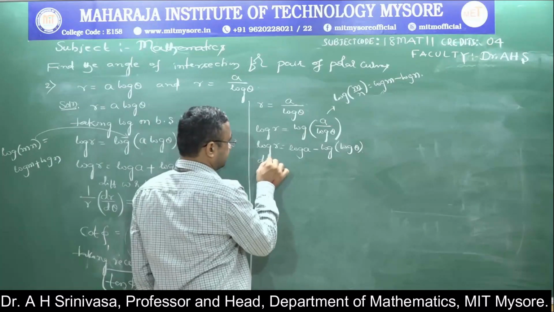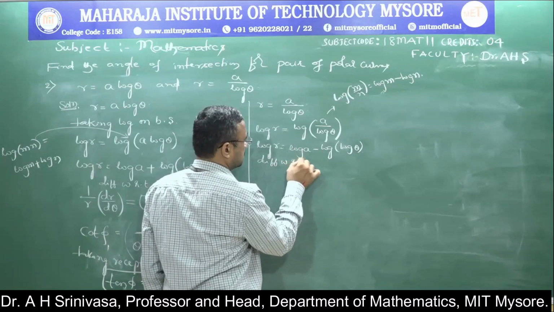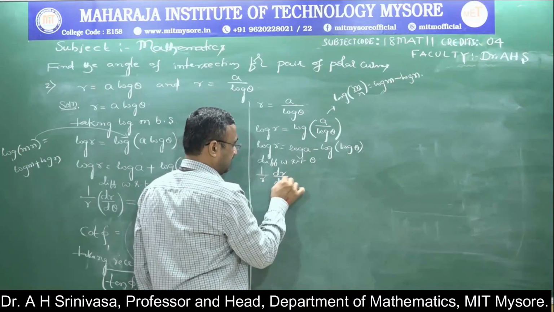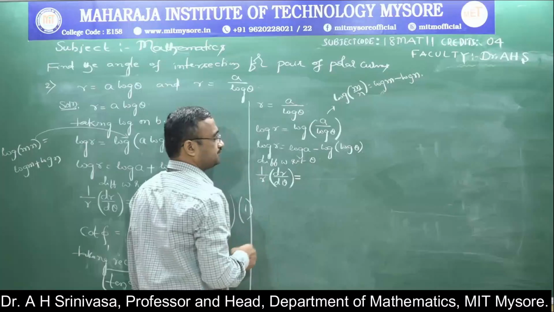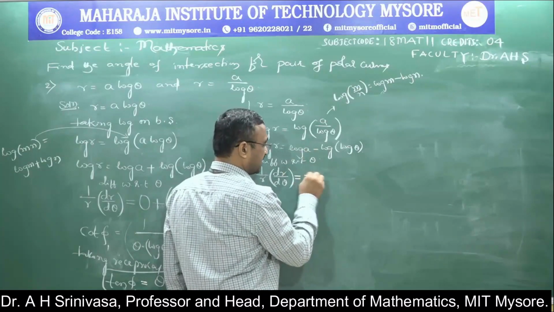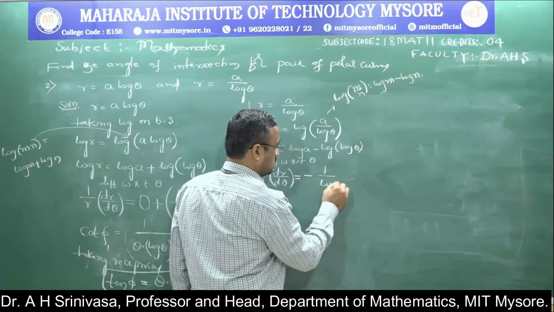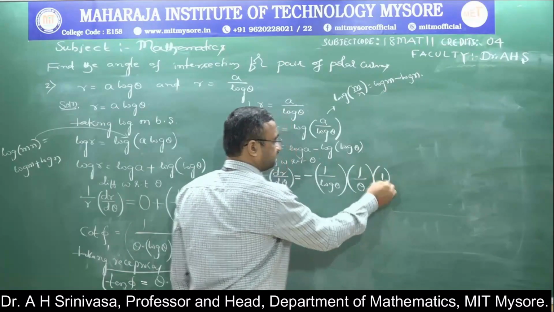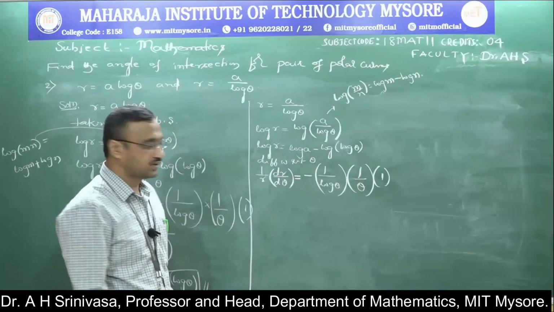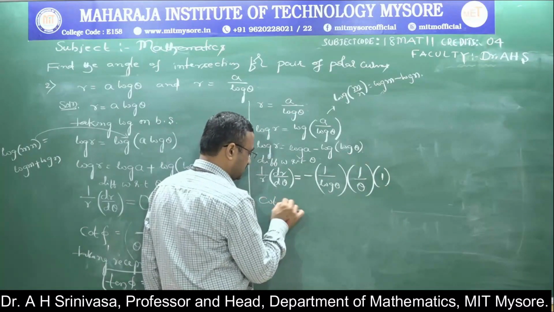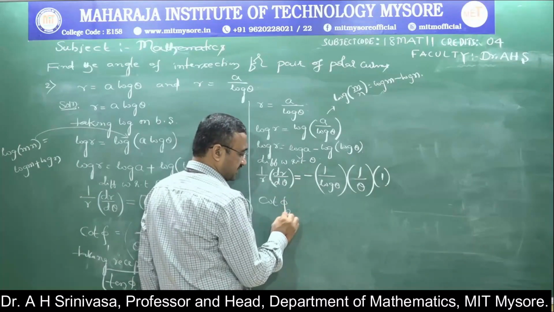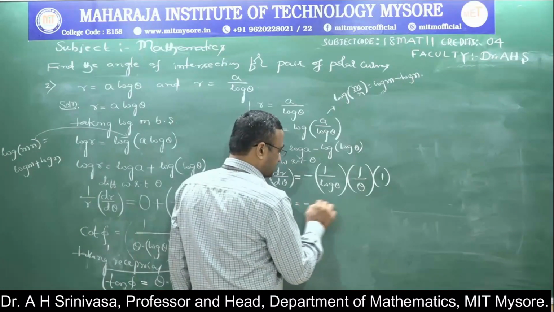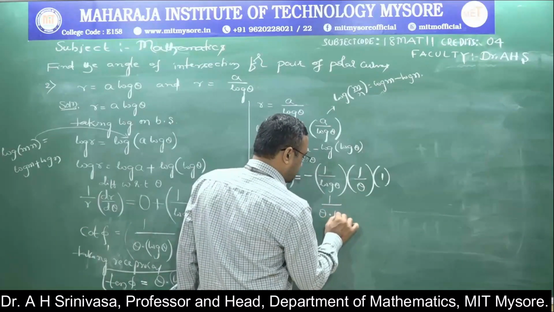Then differentiate with respect to theta. This is 1 by r dr by d theta, which should be equal to 0, then minus of 1 by log theta into 1 by theta into 1. As usual, it is cot. The second curve I call cot phi 2. It is minus of 1 by theta into log theta.